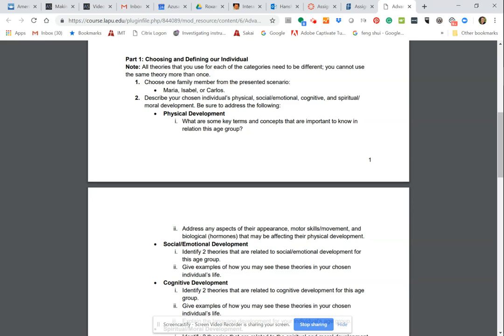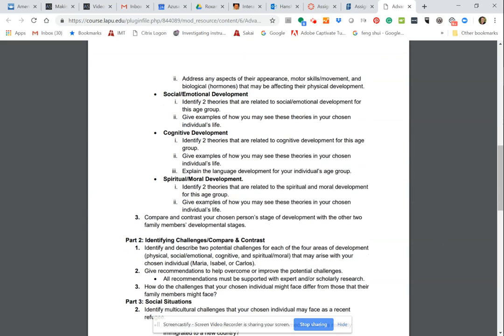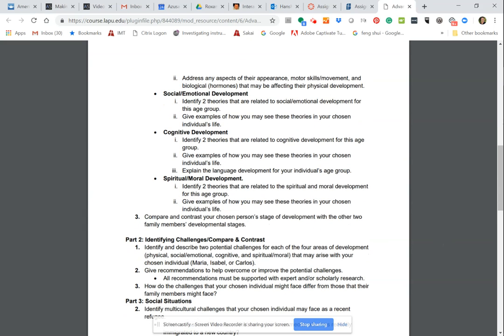And then you're going to choose, or you've already chosen, that's why you can give a major introduction of Maria, Isabel, Carlos as a family unit, and then which person you chose, you can build that into a second paragraph, which is always a great way to go. And then you can jump into your physical development, social, emotional, cognitive, and spiritual, moral development.